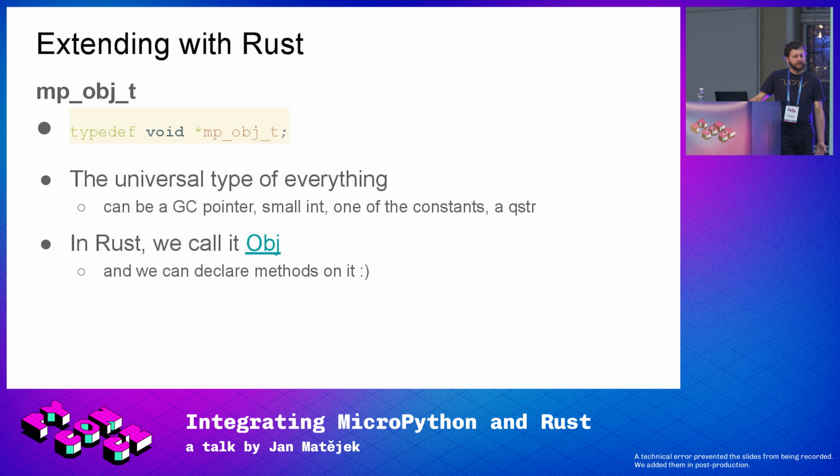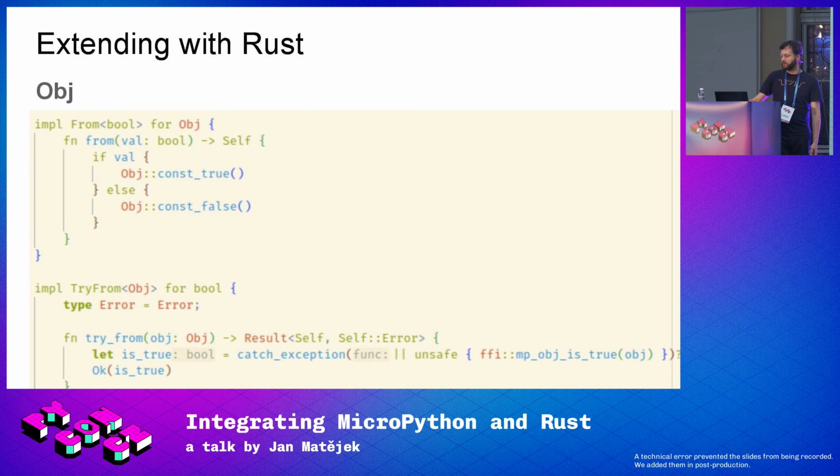The object is the universal type of everything. I've shown you this pointer before. And in Rust, we call it object. The nice thing that Rust lets us do is declare methods on it and conversion functions. Anytime I need to get a value outside of MicroPython, I have a conversion. I can try to get a Boolean from an object by calling some sort of function from MicroPython, and I can construct a new object from a Rust Boolean value by selecting the right constant.